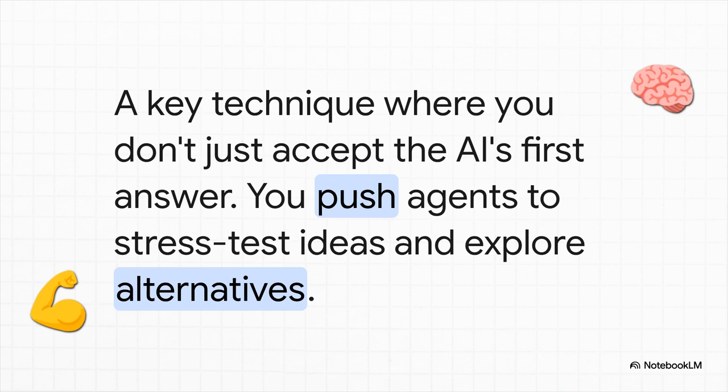And one of the key techniques here is something the source material calls advanced elicitation. The idea is simple but powerful. You don't just sit back and accept the AI's first answer. You actively push back. You challenge its assumptions. You make it stress test its own ideas, and you force it to explore other options. This makes the final plan so much stronger.